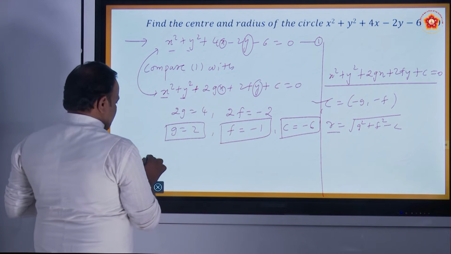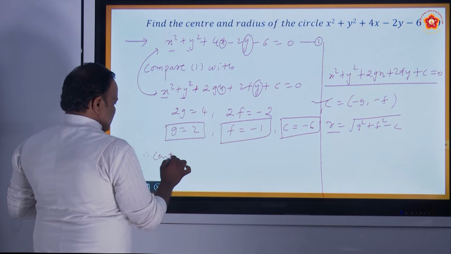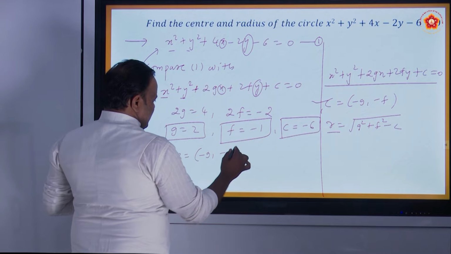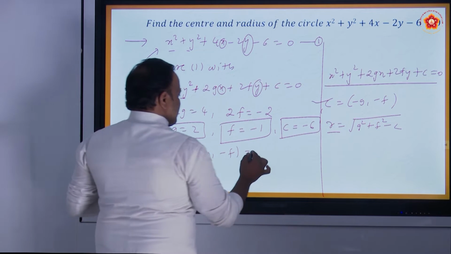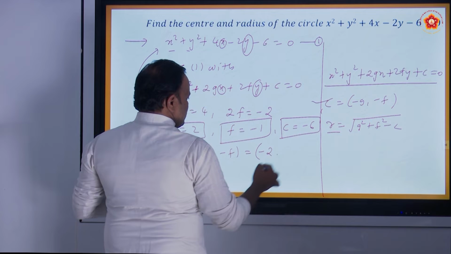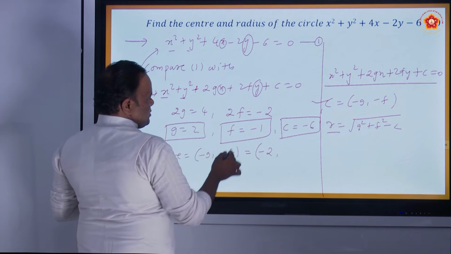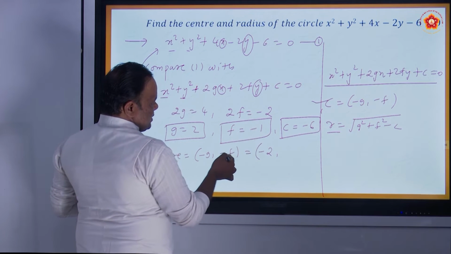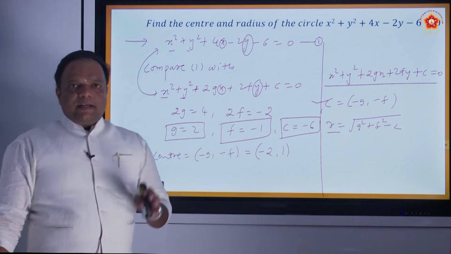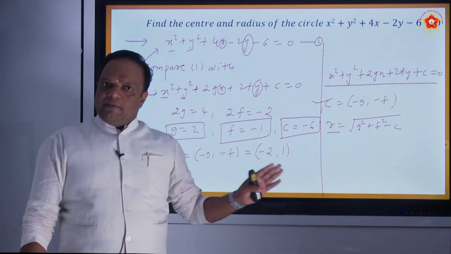So clearly, the center is equal to, by the formula, minus g, minus f. What is g here? g is 2, so this is minus 2. What is f? Minus 1, so this minus f becomes plus 1. Minus 2 comma 1 is the center of this given circle.